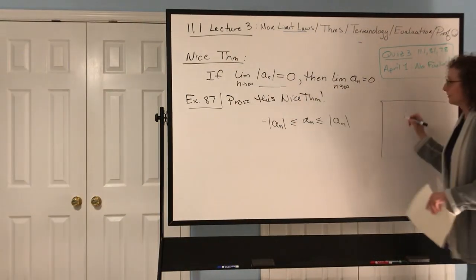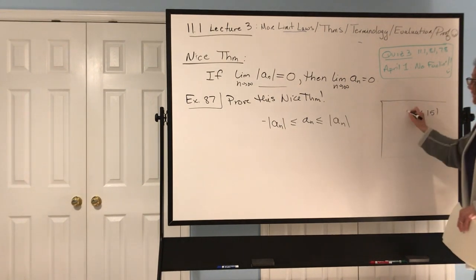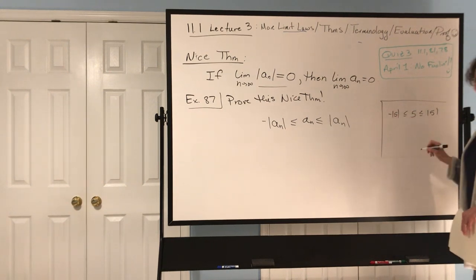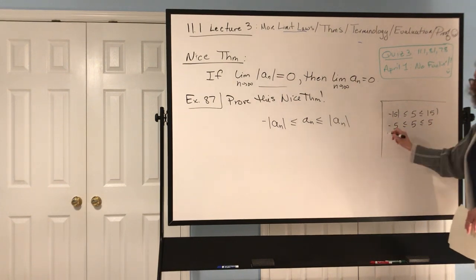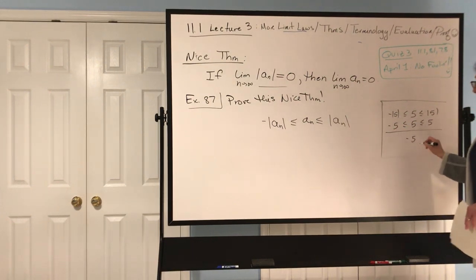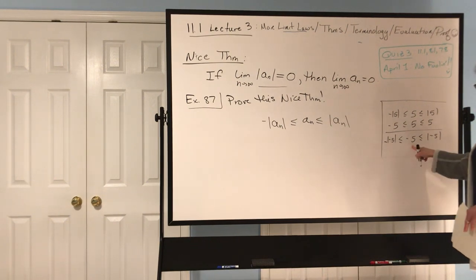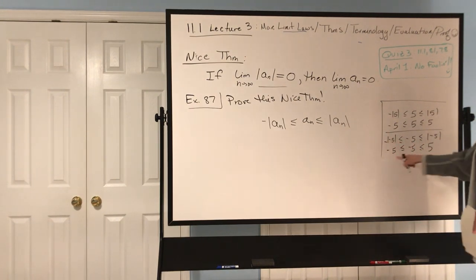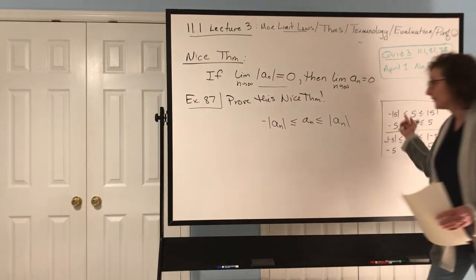If we just use the number 5, if a_n were 5, then 5 is less than or equal to the absolute value of 5, which is greater than or equal to minus the absolute value of 5. That's minus 5 is less than or equal to 5, which is less than or equal to 5. But if a_n were negative, minus 5 is less than or equal to the absolute value of minus 5, which is greater than or equal to minus the absolute value of minus 5. Now if a_n is negative 5, what's the absolute value of negative 5? 5. 5 is greater than or equal to negative 5, which is greater than or equal to minus 5. Both of these two inequalities are true, and that's what this is saying. And so this is awesome.